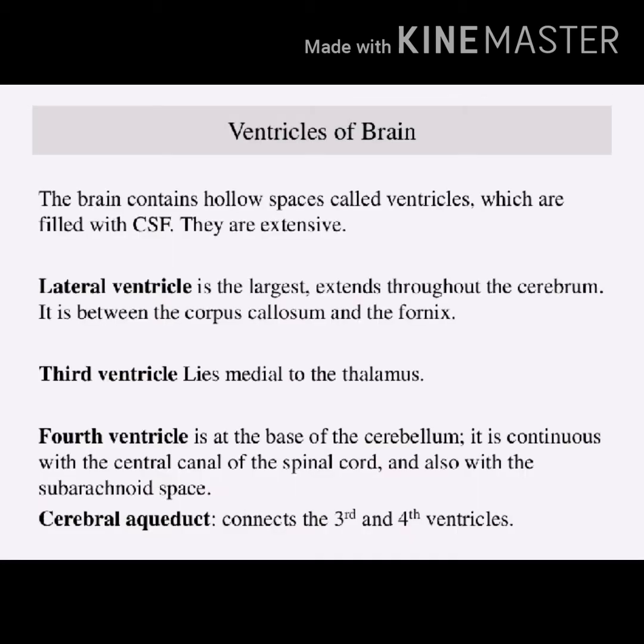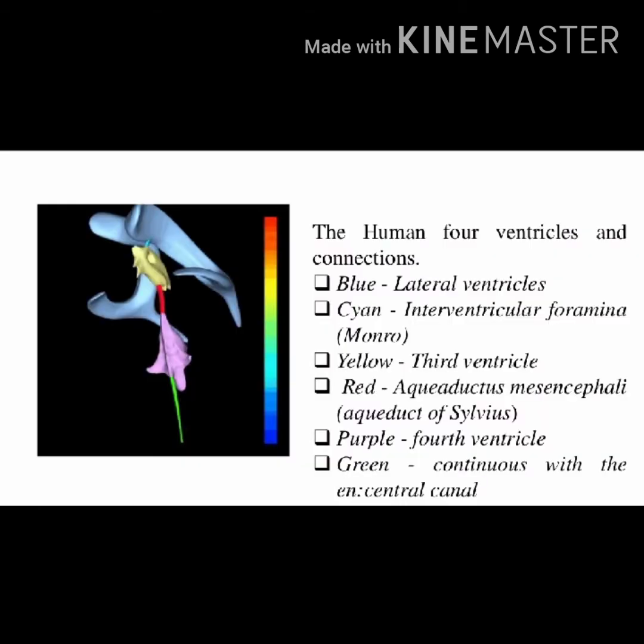Ventricles. The brain contains hollow spaces called ventricles, which are filled with CSF. CSF means cerebrospinal fluid. They are broadly of four types. One is the lateral ventricle, the second is the third ventricle, and the next one is the fourth ventricle. Next, the cerebral aqueduct. We know the human has four different types of ventricles and their connections.